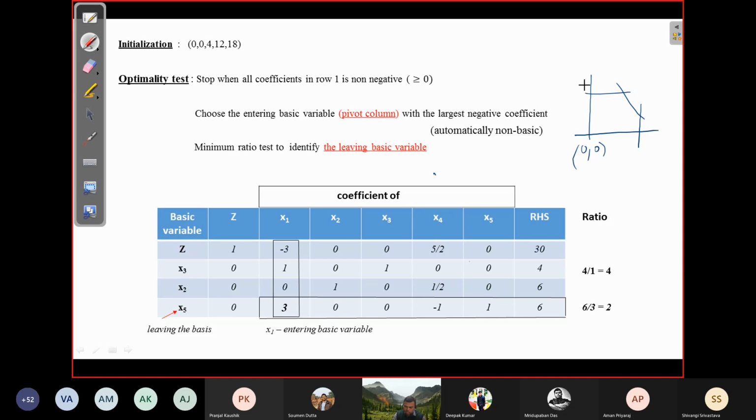So we started from 0 0, then we moved here to 0 6. This table represents this solution 0 6, where x1 is 0 and x2 is 6. You see, x1 is in the non-base, which means its value is 0, and x2 is in the base and its value is 6. And these are the slack values of x3 and x5, right? So the augmented solution is 0 6, and then x3 is 4, x4 is 0 and x5 is 6. So its augmented solution is 0 6 4 0 6, right?